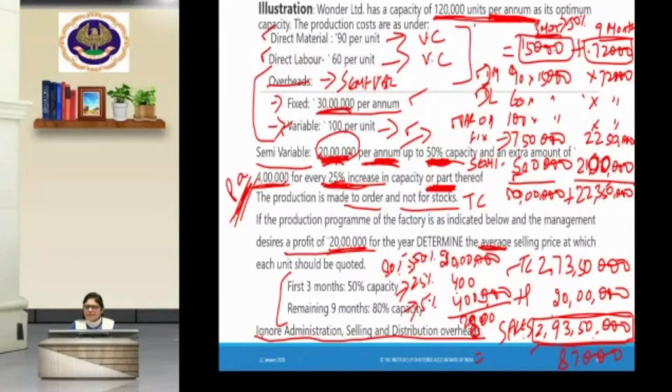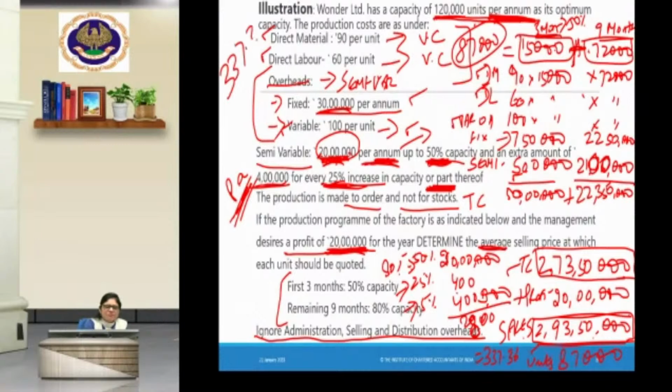Yes, this is the selling price. So this is the total cost, 2 crore 73 lakh 50,000. We have added the profit, which is given in the question. We want the profit of 20 lakhs. So the total sales is 2 crore 93 lakh 50,000 divided by 87,000 units. The total units are 15,000 plus 72,000, 87,000 units. Divided by units, you will get the selling price per unit. Okay, very good. 337.36. So the selling price per unit is 337.36. That is the answer for this question.